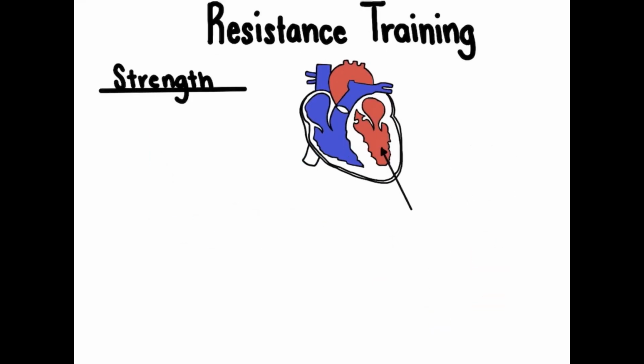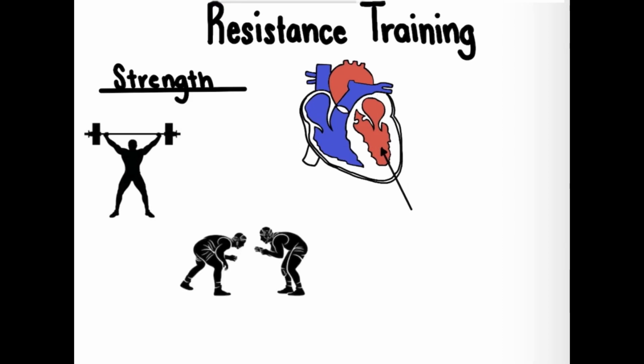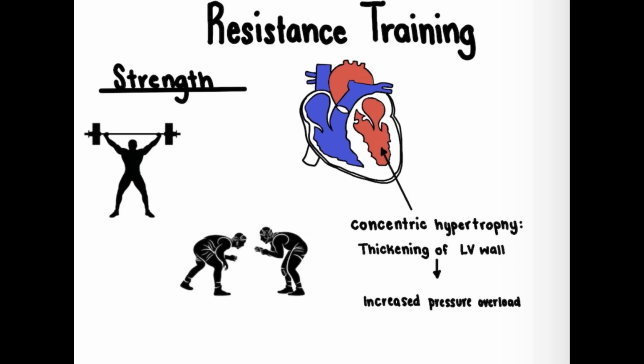Resistance training, however, is any type of strength training which includes activities such as weightlifting and wrestling. Resistance training also affects the left ventricular chamber in a process called concentric hypertrophy, which is where the wall thickens, leading to an increased pressure within the chamber.